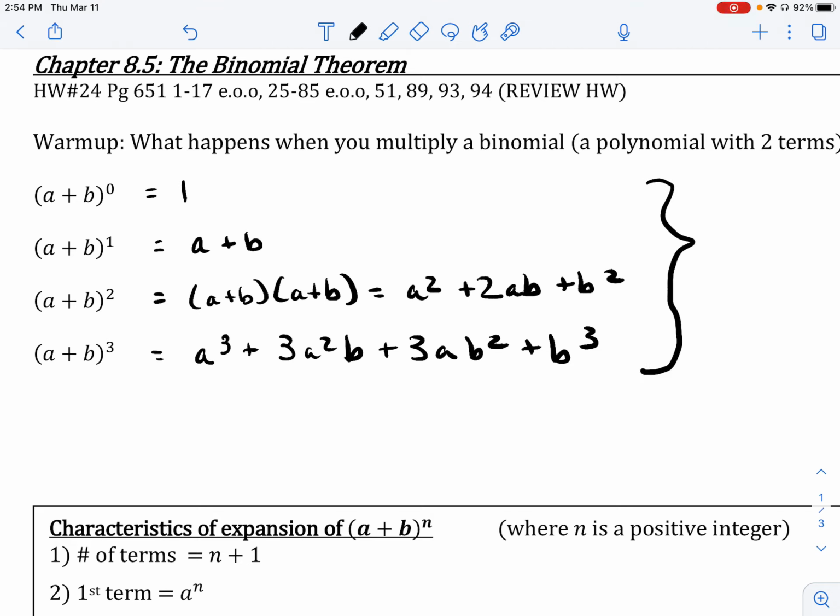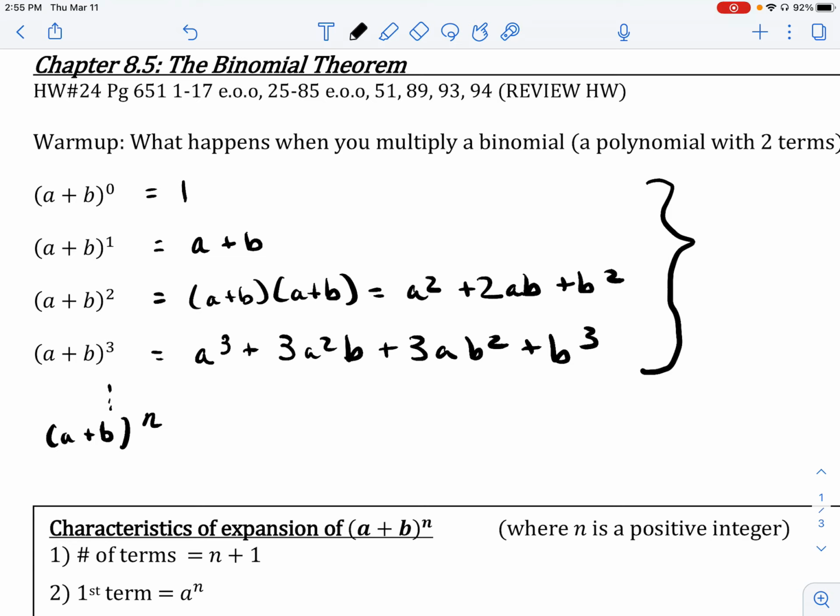However, if I asked you to then go ahead and try to find something like a plus b to the 19th power, for example, it would be pretty annoying to have to multiply a plus b however many times. It would be annoying and pretty time consuming. So the question is, is there a way for us to expand a binomial? In other words, take a plus b and raise it to some power and do that a little bit more efficiently. And the answer is yes.